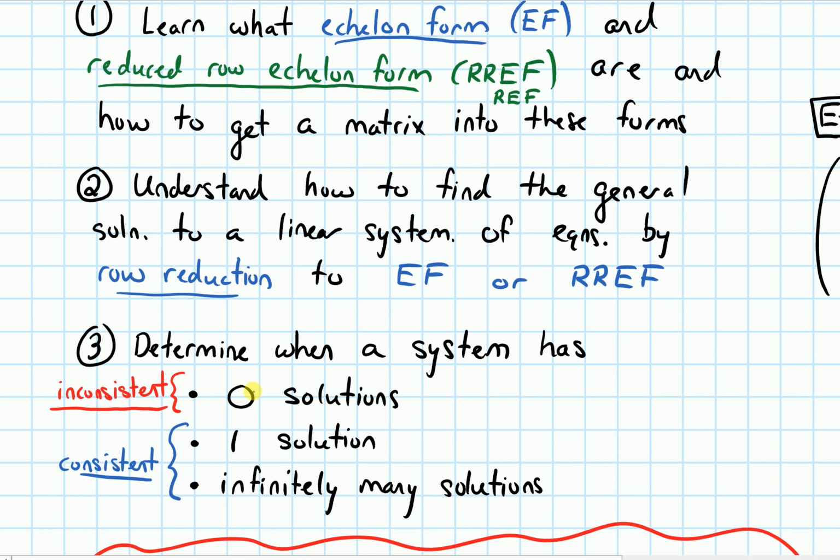When a system has zero solutions, we call that inconsistent. When a system has at least one solution, so that's when it has one solution or infinitely many, then we say the system is consistent. And we'll define those terms more formally in a later video of this section.